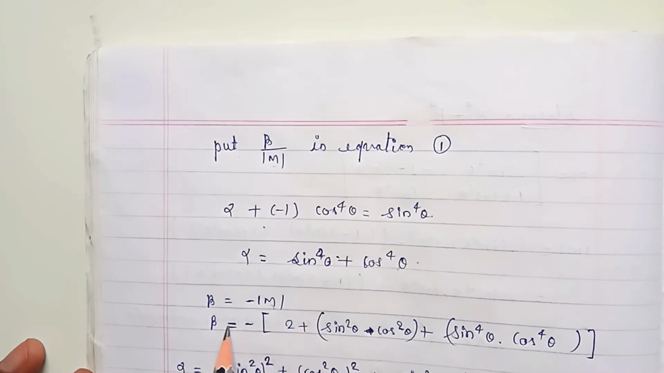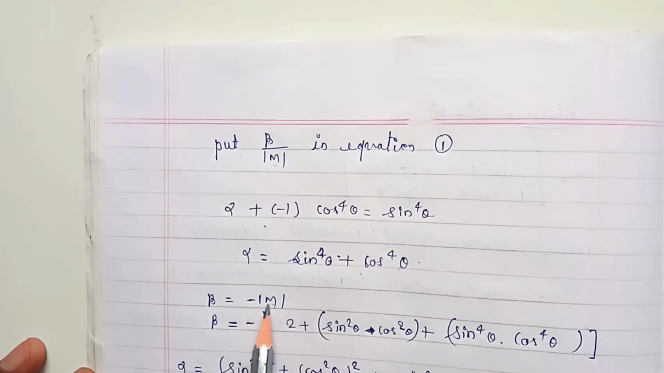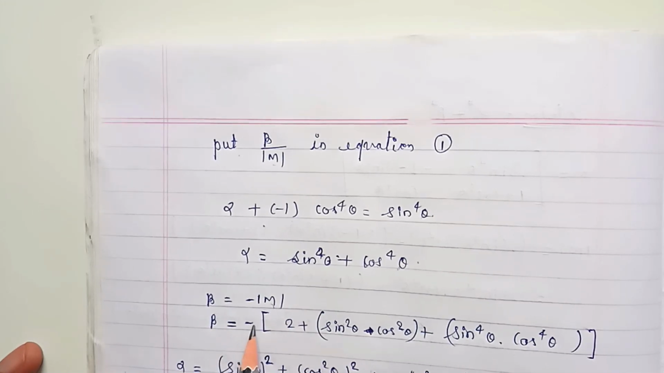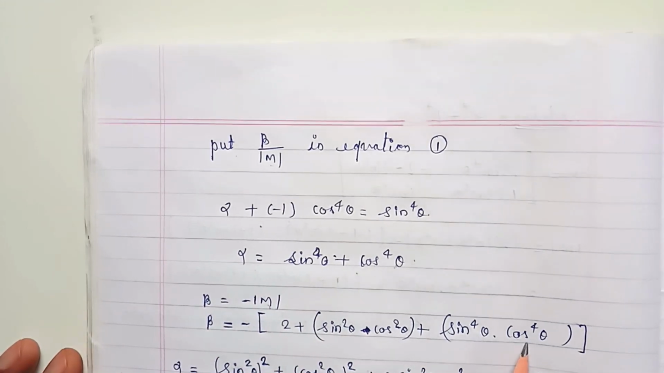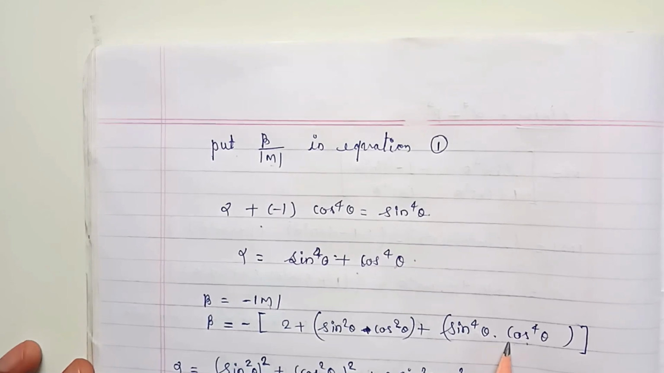So substitute the value for determinant of m here, not a modulus. This one is a determinant. So beta is equal to negative of determinant of m. We found this value for determinant of m earlier.